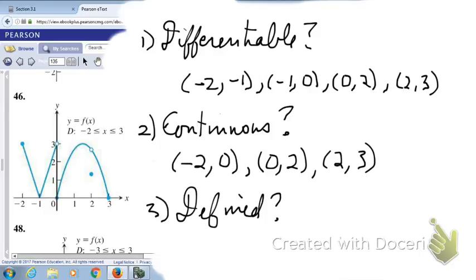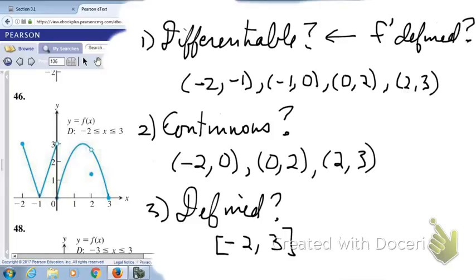What's the domain of this function? -2 to 3. So these are three different things, right? They're different questions, and they give you different answers: where something is defined, where something is continuous, and where something is differentiable. Now, differentiable is equivalent to saying where f prime is defined. So notice that we're taking this, dropping down a level, and now coming to this on the derivative. All right?